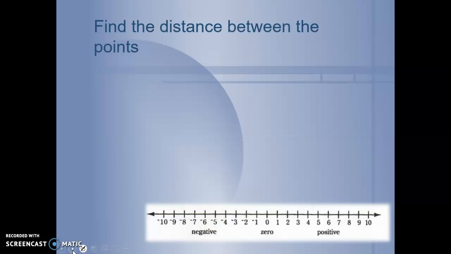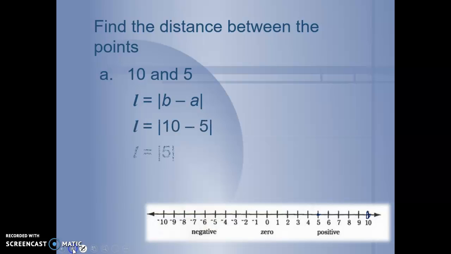Let's find the distance between some points on our number line. What's the distance between 10, here it is, and 5 on the number line? Well, that one's fairly easy. We might be able to figure it out without a formula, but let's go ahead and plug it into the formula anyway. Length is the absolute value of B minus A. So our length is the absolute value of 10 minus 5. Length is the absolute value of 5, and the length of the segment is just going to be 5.